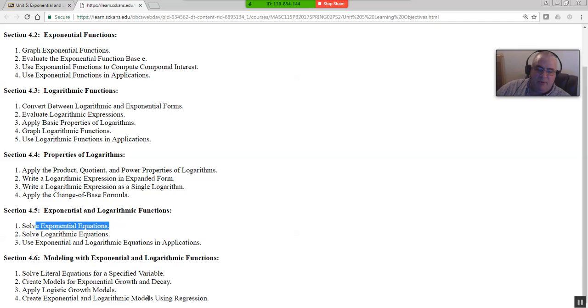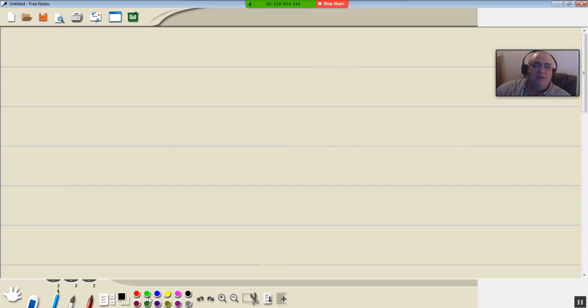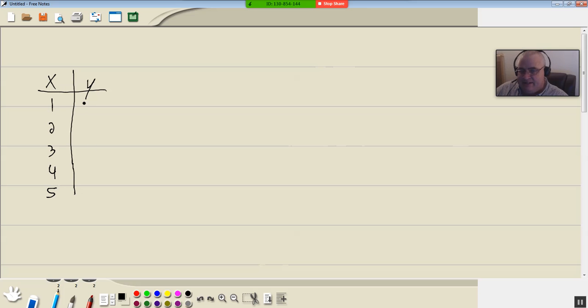Create exponential and logarithmic models using regression. Let me show that real quick. Let's say I have x and y. And this is 1, 2, 3, 4, 5. This would be 2, 7, 15, 35, and 81.